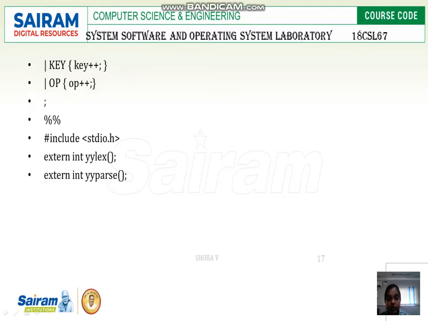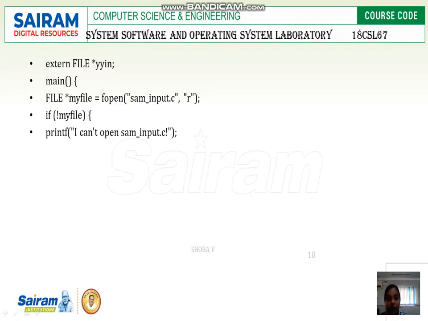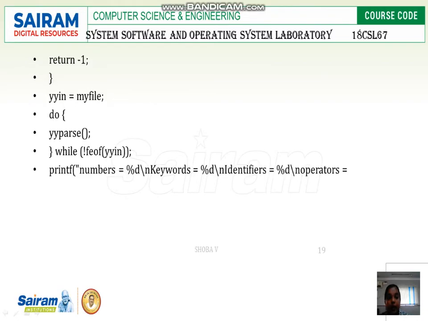Now this is the C code, otherwise we can say it is the subroutine code. Here we have extern int yylex and extern int yyparse. This is for the lex file and this is for the YACC file. Now I am going to open the sample input file and write it. I am going to save my file as yyinput, and I am using a do while loop here.